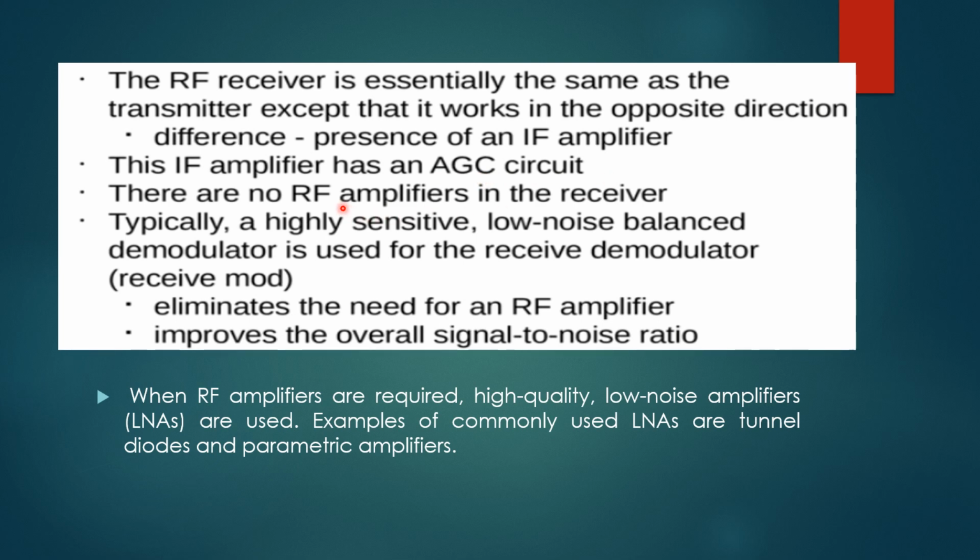If you are using RF amplifiers, that is amplifiers in high frequency ranges, again there may be some non-linearities and we need to employ further low noise amplifiers. Examples of commonly used low noise amplifiers are tunnel diode, parametric amplifiers, etc. And in the block diagram we have seen that for down converting we have used the receiver modulator. We have not used an RF amplifier, instead we have used an IF amplifier, which is going to overall improve the signal to noise ratio.